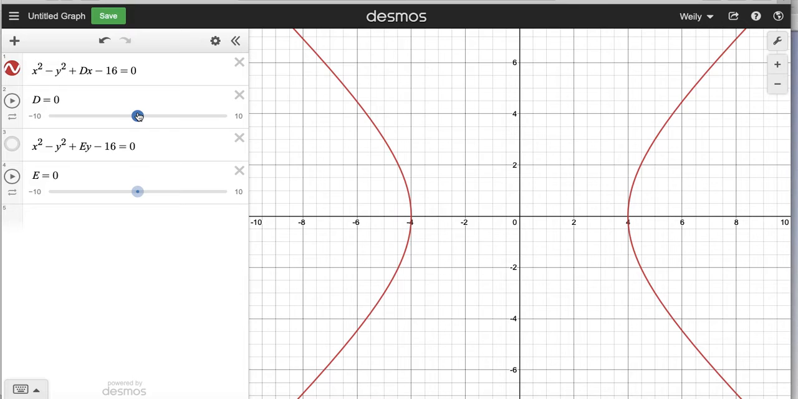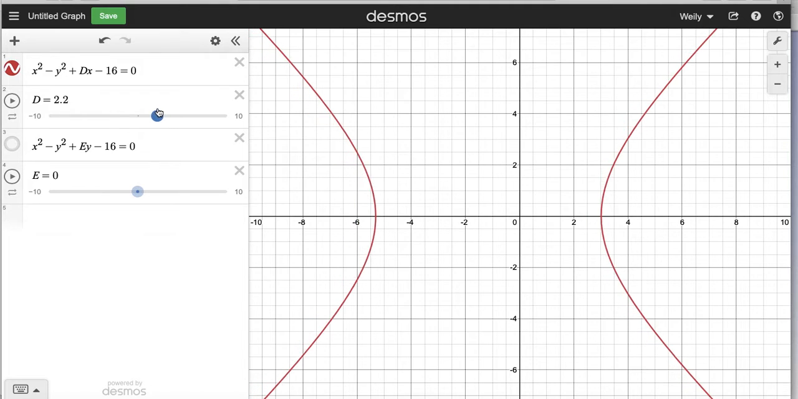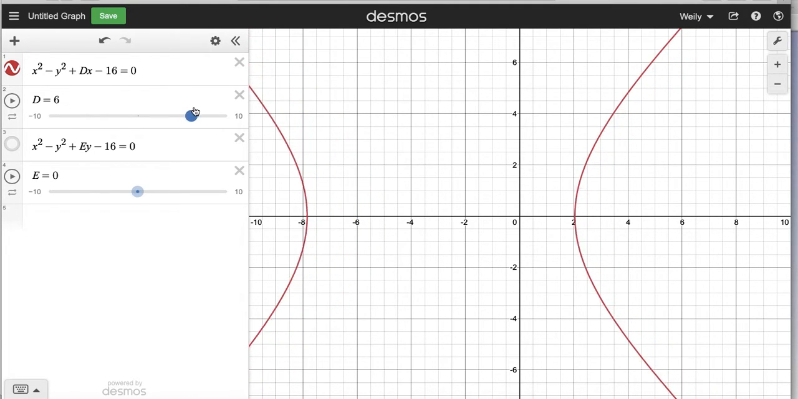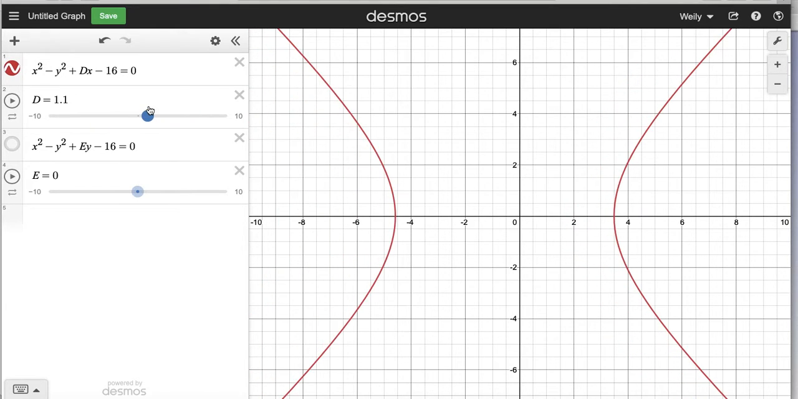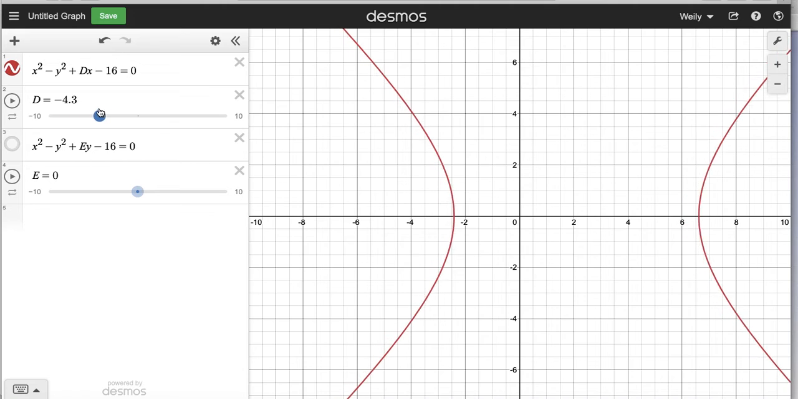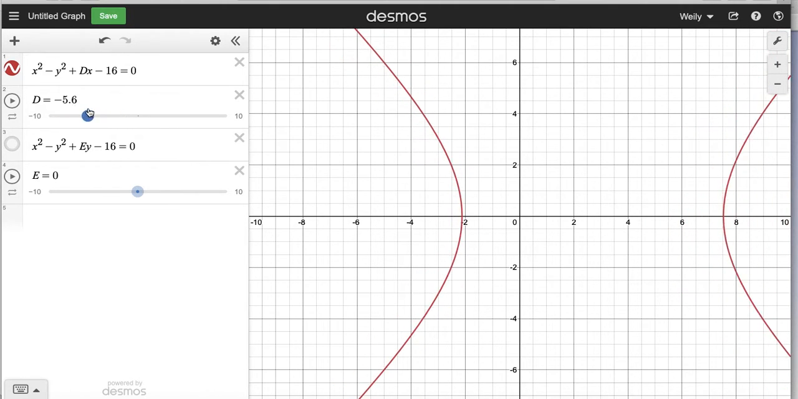As we change the value for d to positive, we can see that it will shift to the left, and it is just a horizontal shift. It does not move vertically, but it moves only horizontally. And as we let d go negative, it moves to the right, and it moves only horizontally to the right.